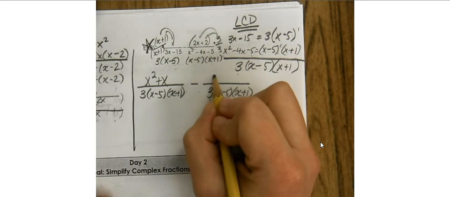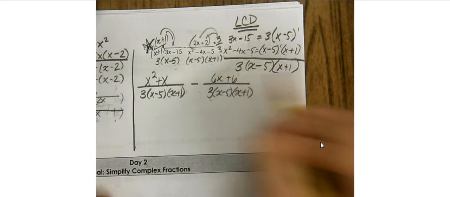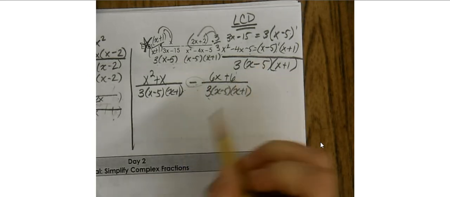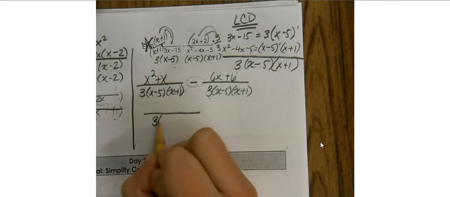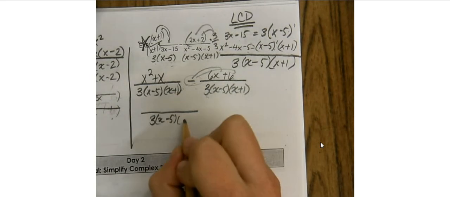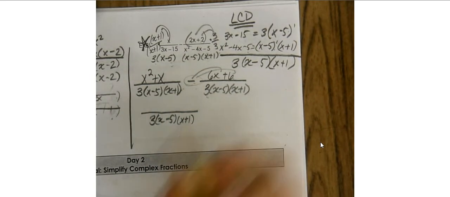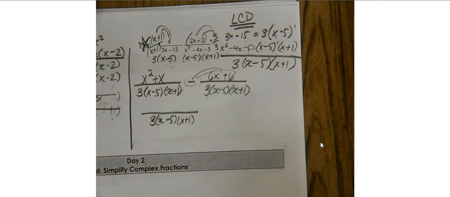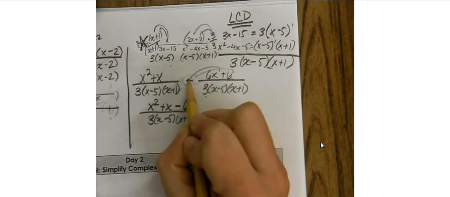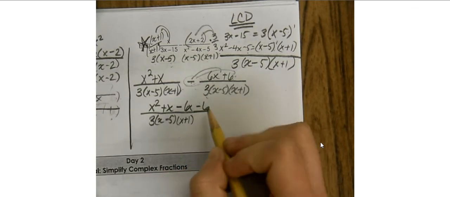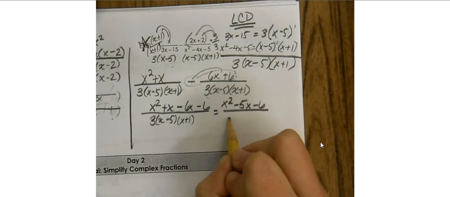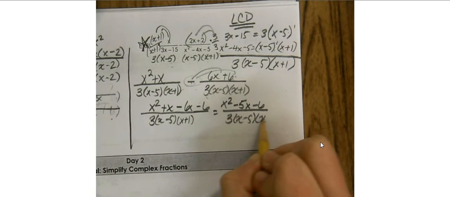2x times 3, that's going to be 6x, and 2 times 3, that's going to be plus 6. Now be careful, we are subtracting here, so that means we're going to be subtracting every single piece of the second numerator. You can skip a step if you would like by just knowing that you're going to distribute the negative to every single term, or you can write it out using parentheses. It's your choice. I'm going to try to do a shortcut because this problem is already long and the lesson has already been pretty long so far. So I'm going to write this as x squared plus x minus 6x minus 6. I'm going to combine my like terms, and we have x squared minus 5x minus 6 all over 3 times x minus 5 times x plus 1.